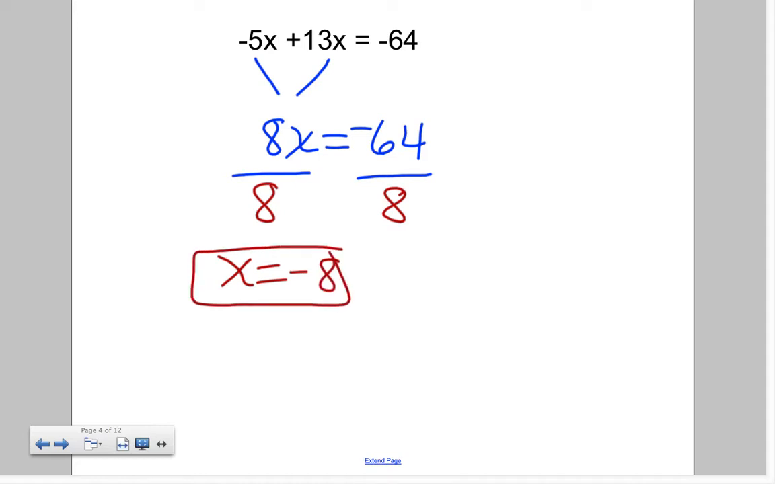Now we're going to check this, and we're going to go left to right. You're going to just rewrite it, and everywhere you see an x, you're going to put a parentheses. That has to equal negative 64. Okay? So this right here is going to be negative 8. This is going to be negative 8. So, starting left to right, what's negative 5 times negative 8? 40.